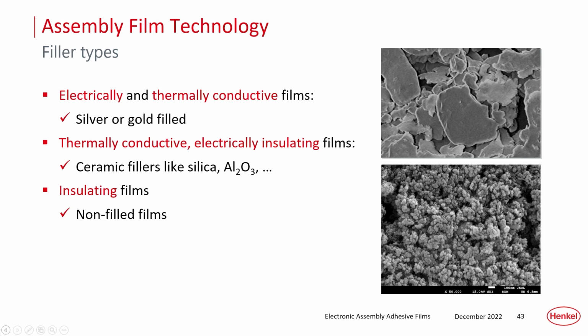Or if not so high thermal conductivity is needed, or some electrical insulation, the fillers could be silica or alumina. And in some cases, there's products with no filler at all. They're just resin hardener and maybe a carrier. But essentially, they're very similar to the pastes, except that they're formulated with resins that are higher molecular weight than the paste, so that they're solids at room temperature, and that way we can fabricate them into a solid film.